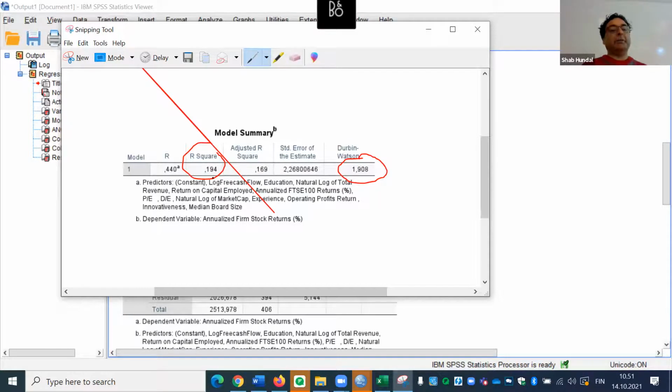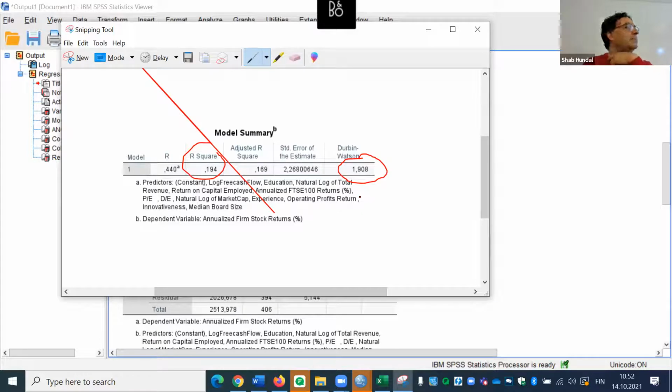19.4% is the combined movement of all the independent variables on the dependent variable. And then the next thing we need to take is the Durbin-Watson test. You maybe don't need to understand it in depth, but there is a problem in econometrics called autocorrelation.